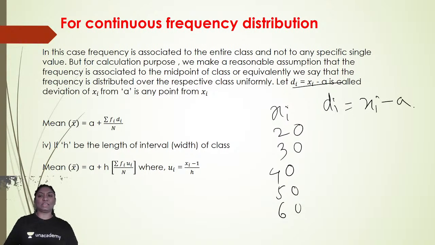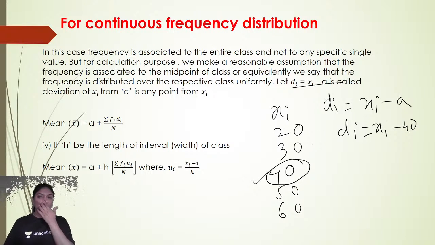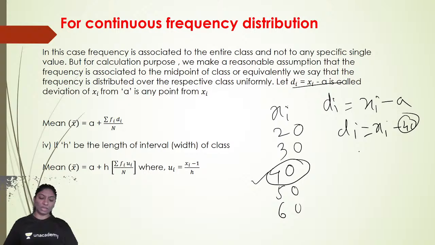So xi minus a, so I'm choosing a as the middle value. Here there are 1 2 3 4 5, so an odd number of values, so I'm taking the middle one, that is 40. So di is equal to xi minus 40, so every value is deviated from 40. So 20 minus 40, 30 minus 40, 40 minus 40, then 50 minus 40, 60 minus 40, and everything you will cover up here. Okay.